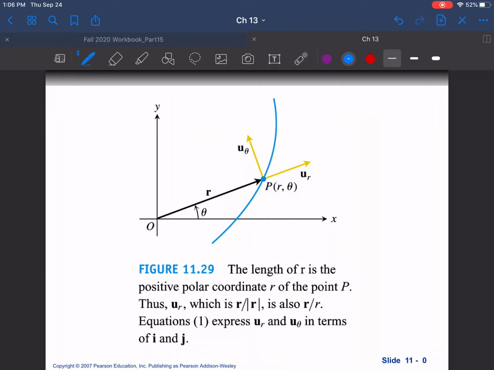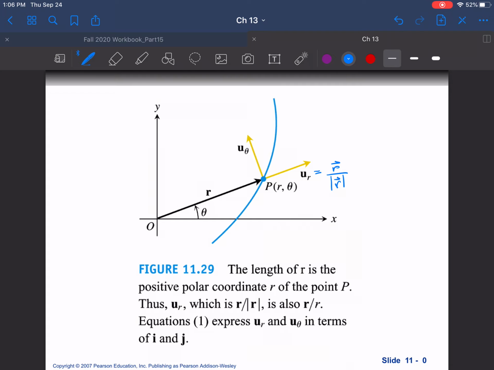The first is the unit vector that's pointed in the direction that our radius vector is pointed. That's u sub r right there. And the second is the unit vector that's pointed in the direction that theta is increasing. So that's what we have when we look in polar coordinates, r and theta. So it makes sense that we want to look at vectors that are pointed in those two directions. And note that u sub r is simply the radius vector divided by its own magnitude right there, okay?